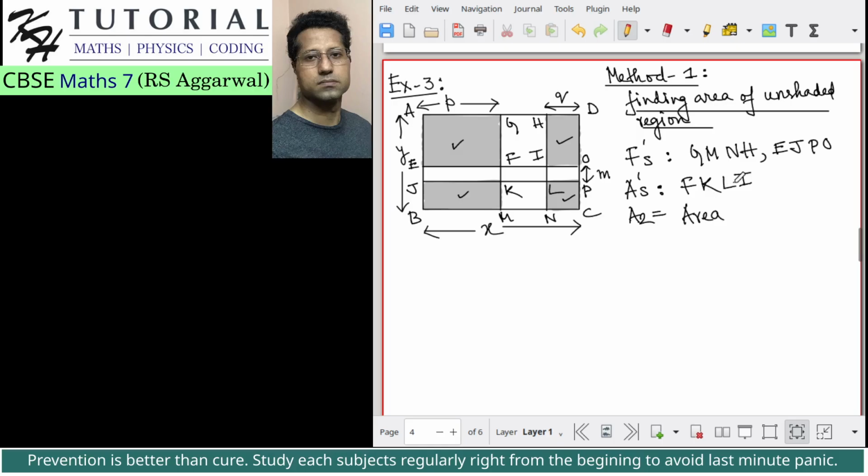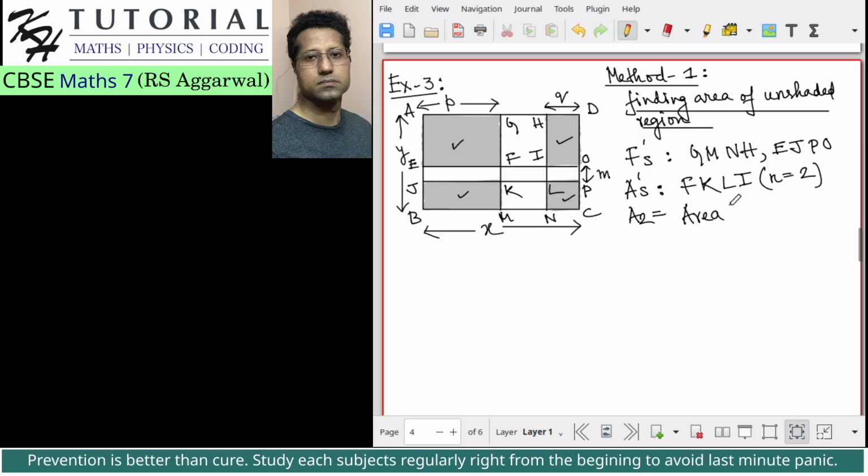Okay, for the overlapping region FKLI, what is N? N is equal to 2, since it is common to only two rectangles GMNH and EJPO. So N for the overlapping region FKLI is 2.